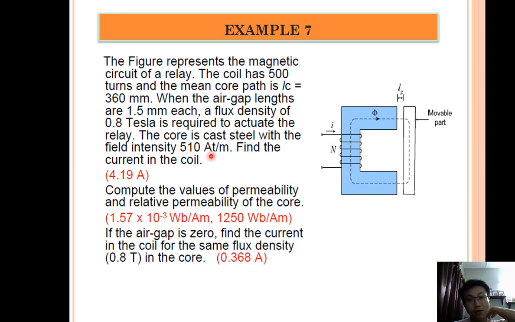The core is cast steel, with a field intensity of 510 ampere turns per meter. Find the current in the coil. How much current do I need so that I can activate this relay? Compute the values of permeability and relative permeability of the core. If the air gap is 0, meaning no air gap here, find the current in the coil for the same flux density in the coil as well.